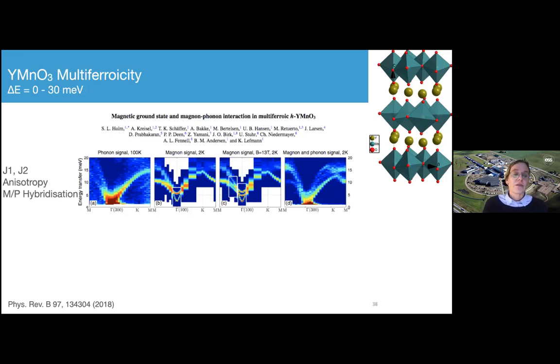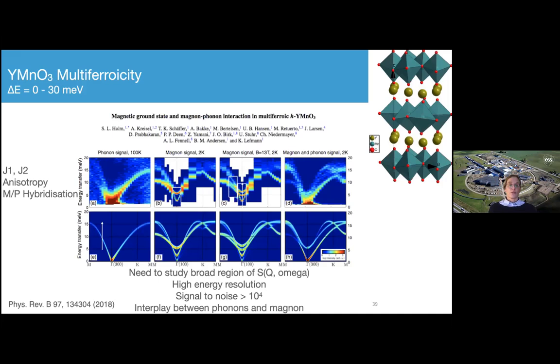What you get out of such a pattern is the exchange interaction. You get to see if there is any strong anisotropy within your system. And we also see that there is magnon-phonon hybridization. These exchange interactions and these details are important if we wish to optimize these materials for technological purposes.